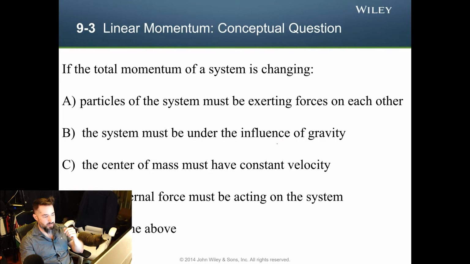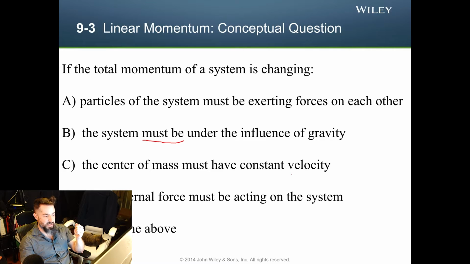The system must be under the influence of gravity. So again, this could be true. It just depends. If the system is on a table, the force of gravity is being exerted on it, but that's not necessarily changing any velocities, and it's not changing any masses. If you drop it from a high height, then sure, the velocity is going to change, right? So momentum changes. So this is conditional. So "must be" is not true. It's conditional.